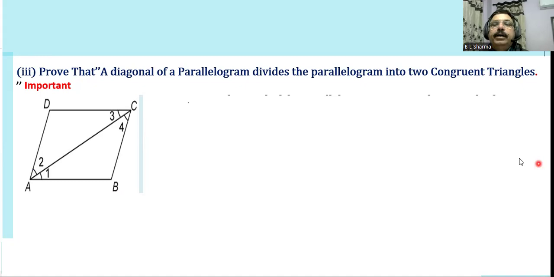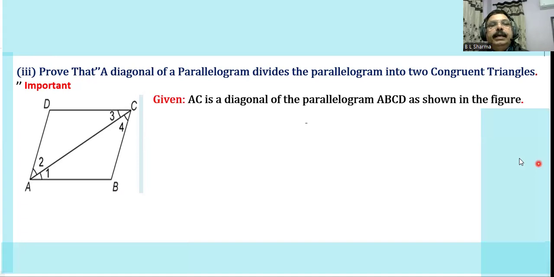After drawing the parallelogram, we write what is given. So here given, AC is diagonal of the parallelogram ABCD as shown in the figure. What we have to prove? We have to prove this diagonal AC divides the parallelogram ABCD in two congruent triangles. Means we have to prove that this triangle is congruent to this triangle. To prove triangle ABC is congruent to triangle CDA.